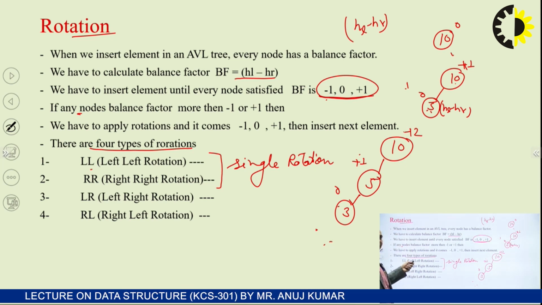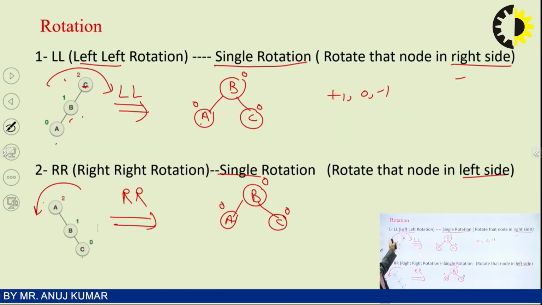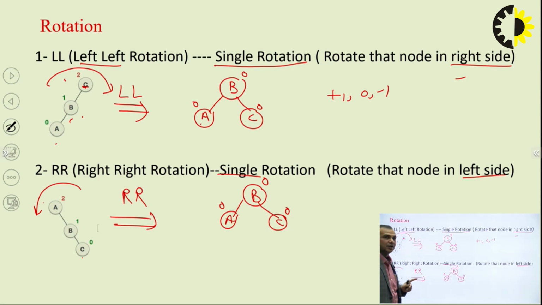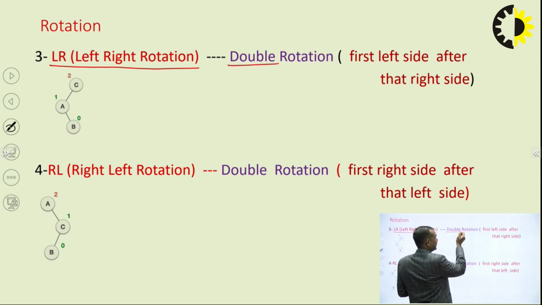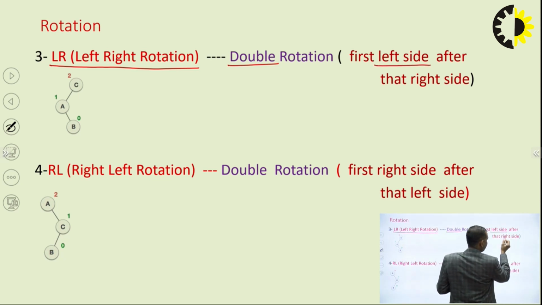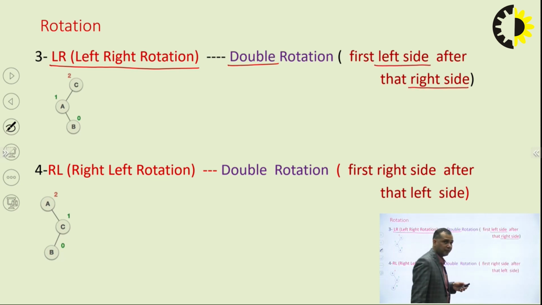If an LL or RR rotation occurs, we rotate the tree only one time. Now next, if a left-right rotation occurs, meaning two rotations occur, then it will rotate double time, 2 times. Number 1, first on the left side and then on the right side. How will it work?